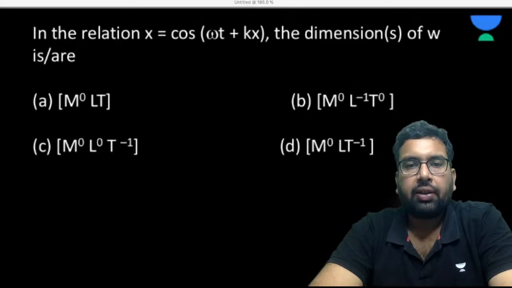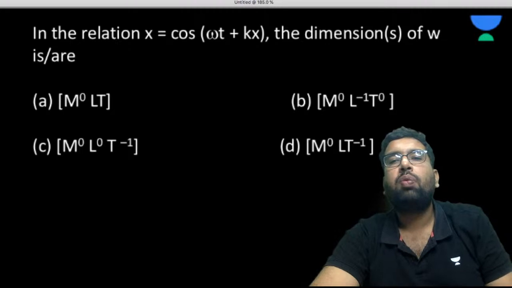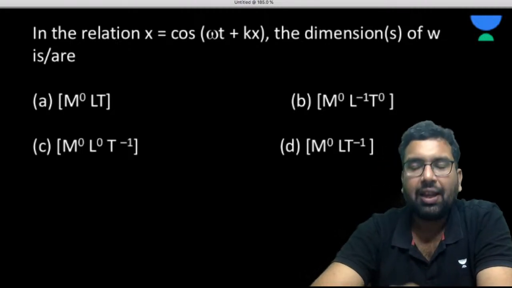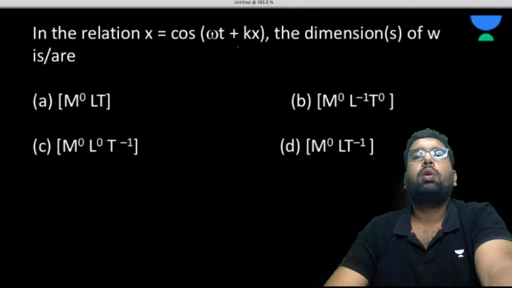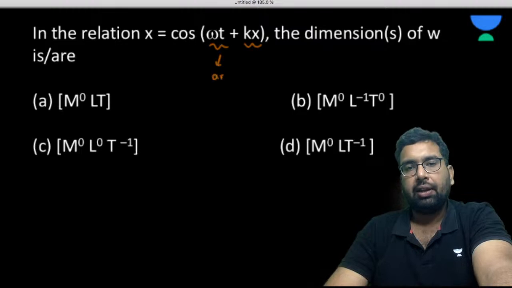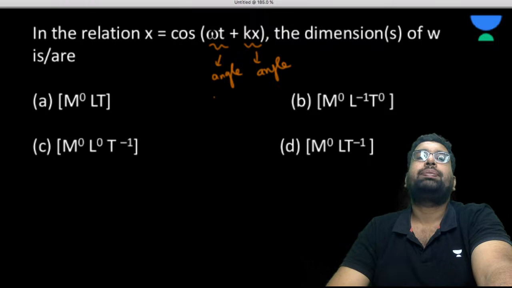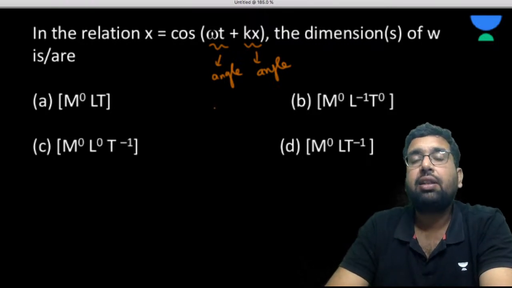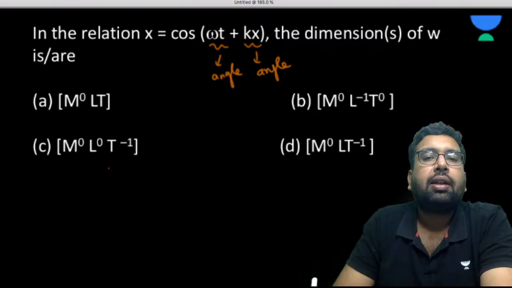So it says, in the relation x is equal to cos omega t plus kx, the dimension of omega is. Okay. So now please understand this. So see, this is cos omega t plus kx. So this has to be an angle, and this also has to be an angle. Okay. Now what is the dimension of an angle? So an angle is dimensionless.